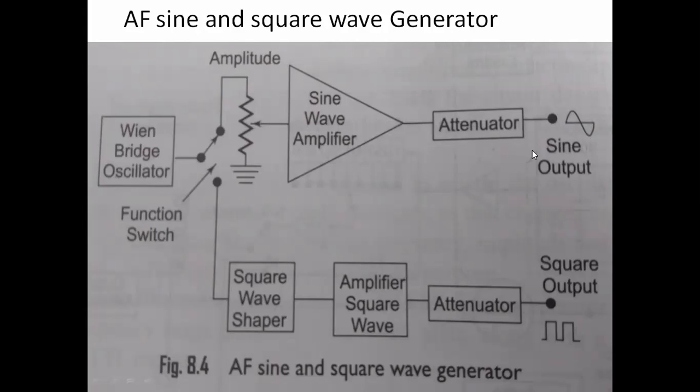and we will get the sine wave output. Similarly, to get the square wave output, the Wien bridge oscillator actually produces a sine wave signal, and that sine wave signal is connected to the square wave shaper. From that it is given to the amplifier section and amplified, and the output of the amplifier is connected to the attenuator. The attenuator will produce the square wave output. So this is about audio frequency sine and square wave generators.